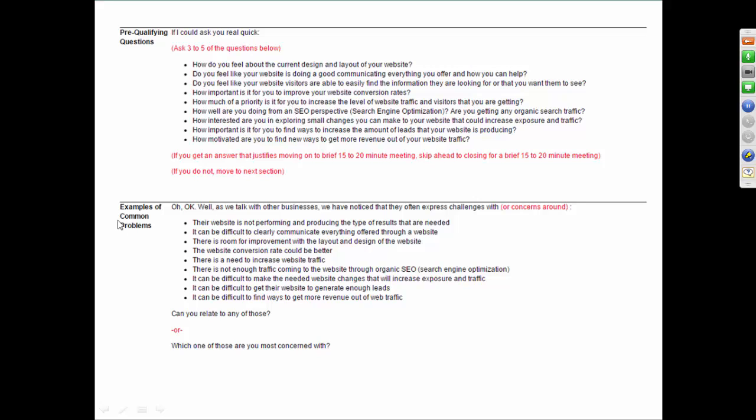If I don't get that, I can proceed to talking about some of the pain points that I help to fix. Okay, well, I don't know. It sounds like you guys are doing pretty good over there. When I talk with other businesses, they often mention that their website's not performing and producing the type of results they need. The conversion rate could be better. There's a need to increase website traffic. Are you saying you're good in all those areas, or do you have any of those concerns?